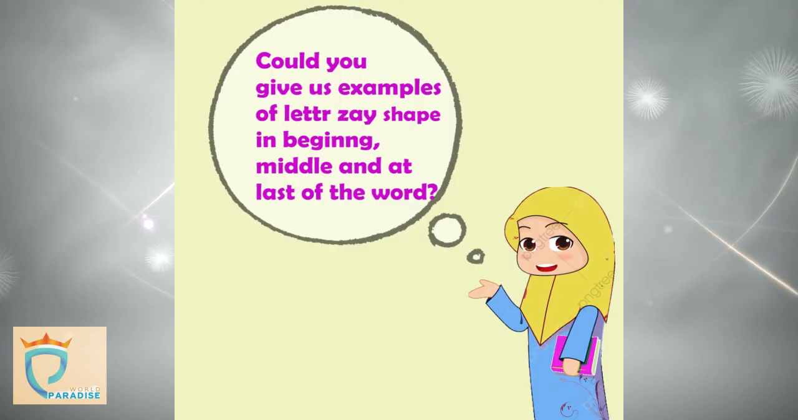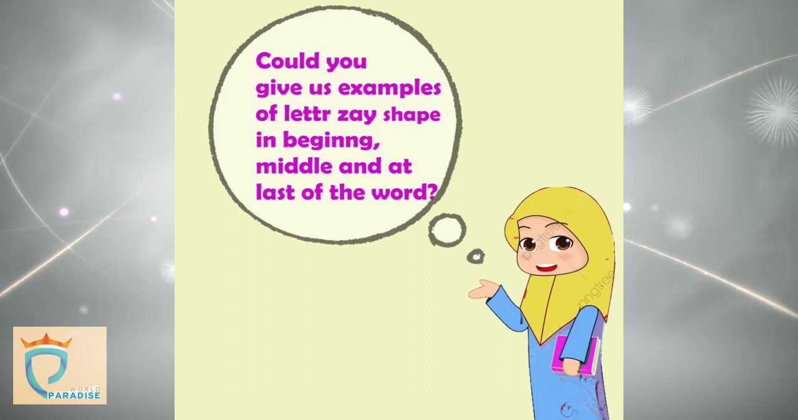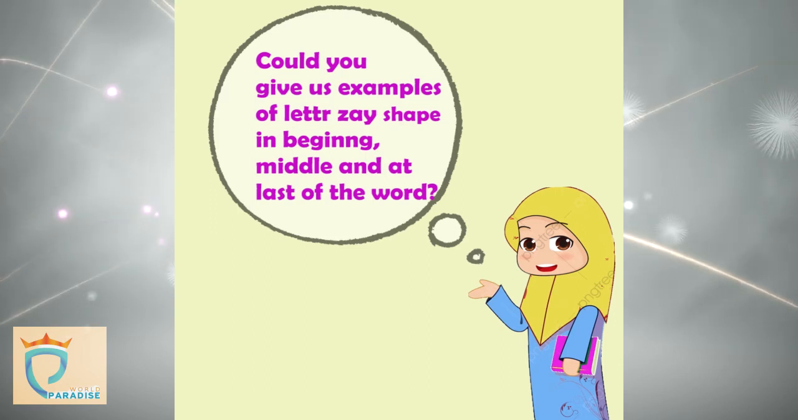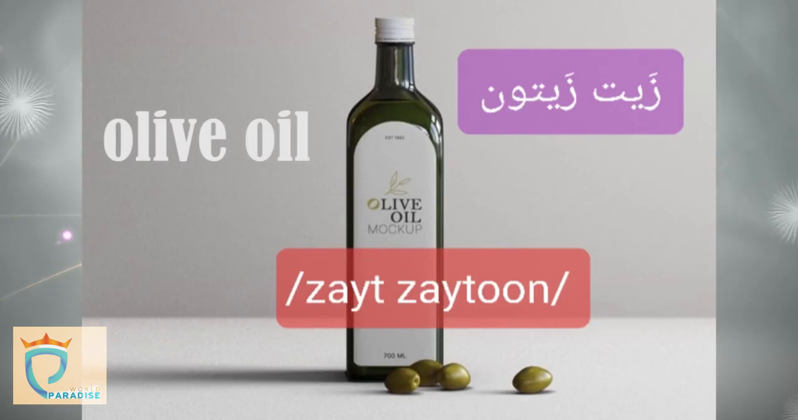Could you give us examples of letter zay shape in the beginning, middle, and at the end of the word? Zai in the beginning looks like this shape. It is in the word zayt, zaytun, as the English word olive oil.